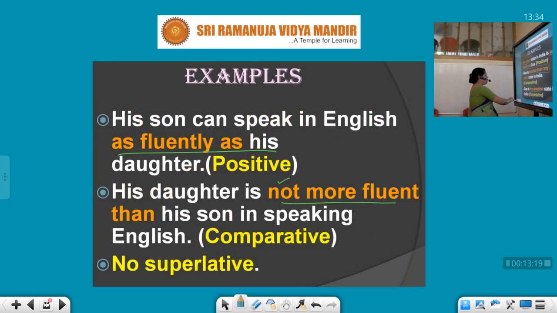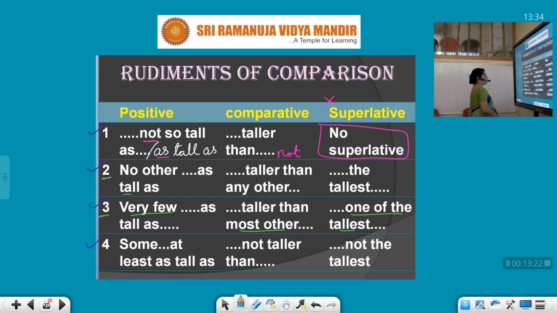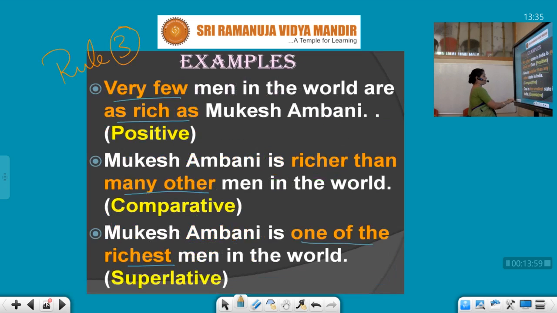So again, coming back to your fourth rule, students. Some at least as tall as, not taller than, not the tallest. So here in the fourth rule, what I wanted to show is the superlative is not even the topmost with others. It's an average. Did you understand? The first case, there is no superlative. Second case, ultimate. There is nobody dominating the superlative. Third one, along with it, some other cases are there. It's one among. Here, it is not even one among. It's an average. So let us see how this fourth rule is going to come, students.